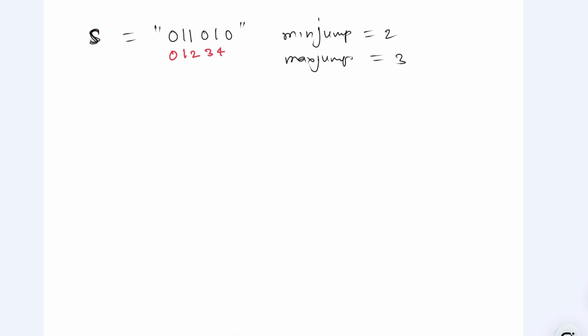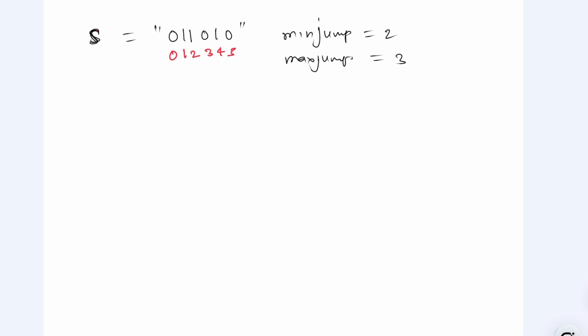So the very first thing we should think about is what we have been given. Let's go with an example. Let's think that we have the example 0 1 1 0 1 0. This is what we have been given, and the min jump given is 2, and the max jump given is 3. If I talk about the indices, they are 0 1 2 3 4 and 5. You can represent it in the array also.